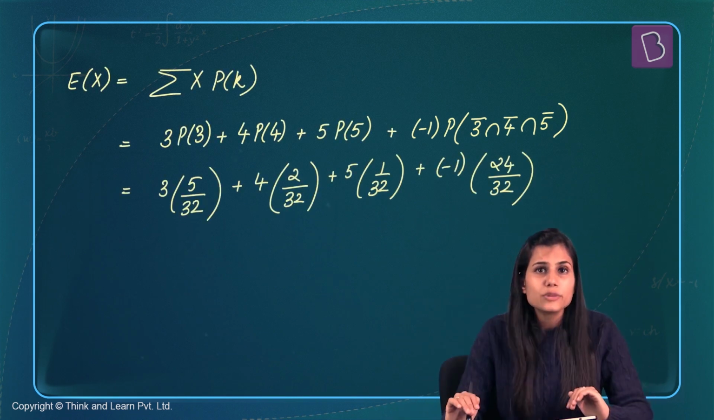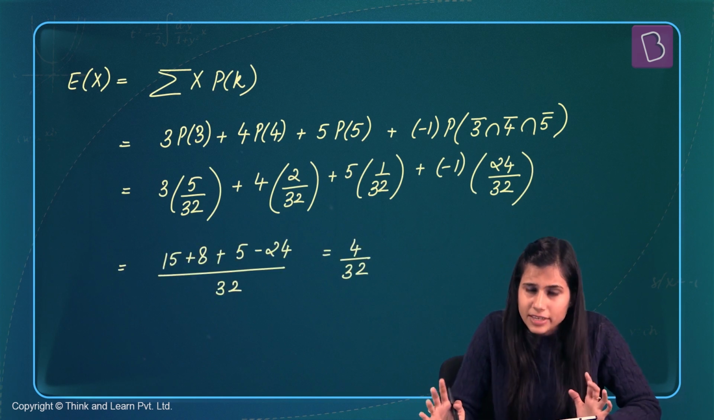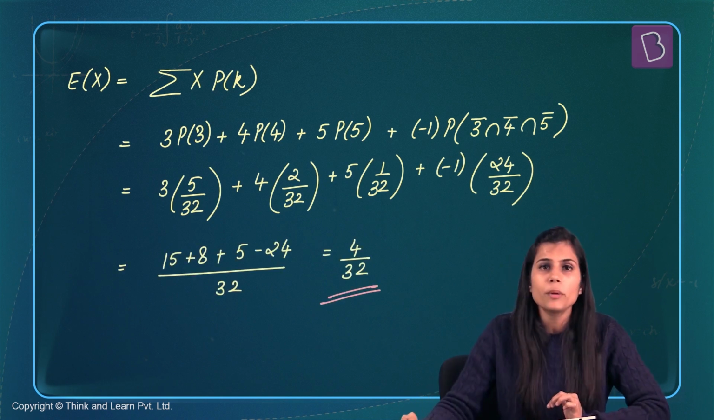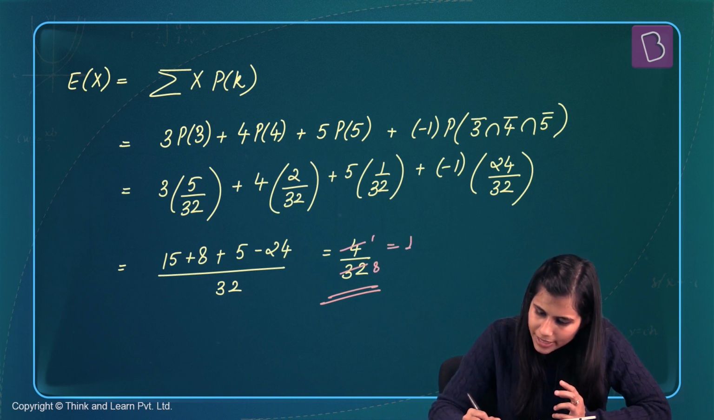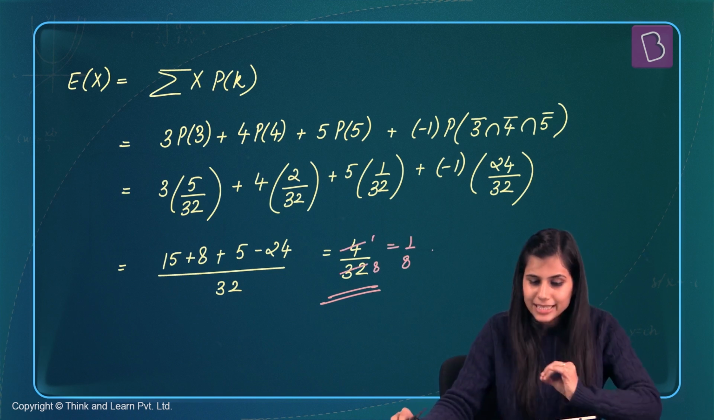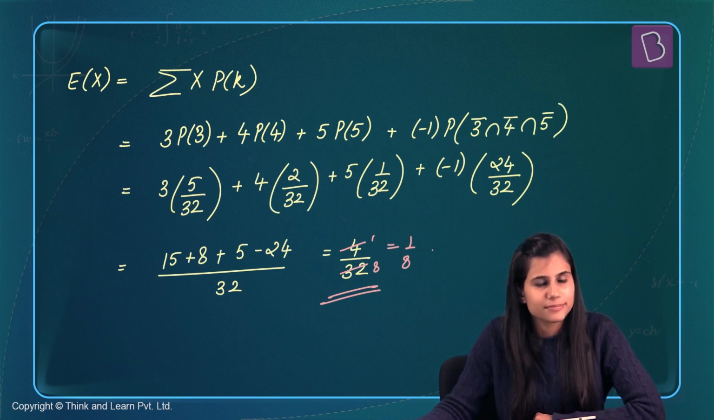So you plug all the values in here and you perform the calculation. It's very, very simple. It just comes out to be 4 by 32. Okay, or you can write this as 1 by 8. Right? And that is your final answer for the expectation. Got it?